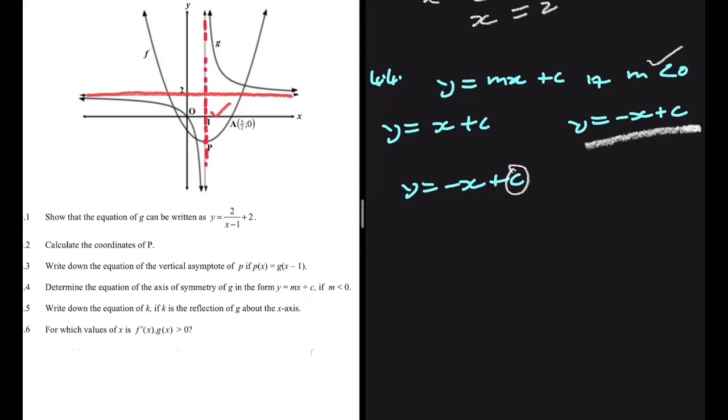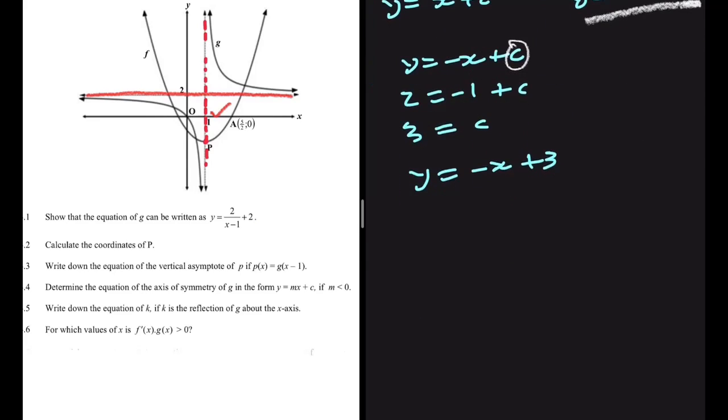We need to substitute a coordinate here. But which coordinate do we substitute? You substitute the vertical asymptote in place of x and the horizontal asymptote in place of y. So if we go ahead and do that, the horizontal asymptote is 2 and the vertical asymptote is 1, so 2 = −1 + c. So 3 is equal to c and y will be equal to minus x plus 3. And just like that, we have our axis of symmetry when m is less than 0.